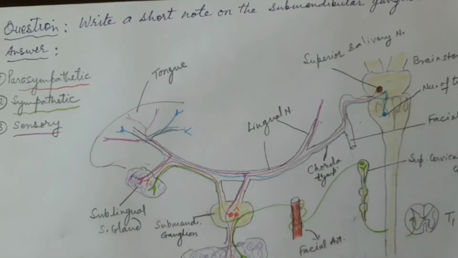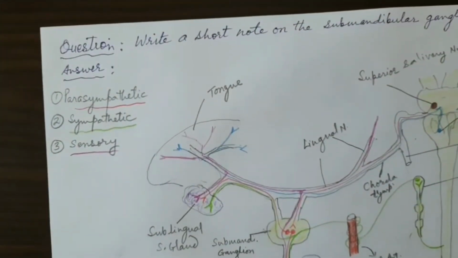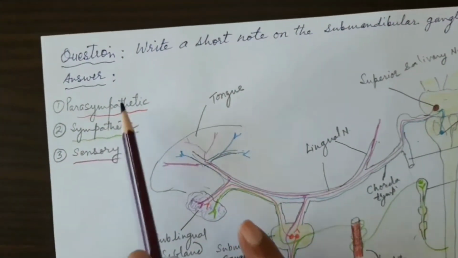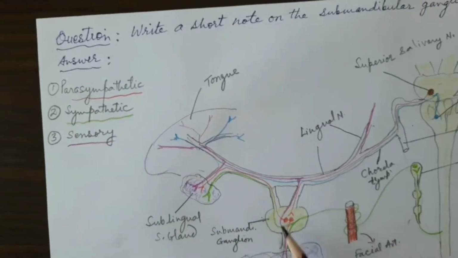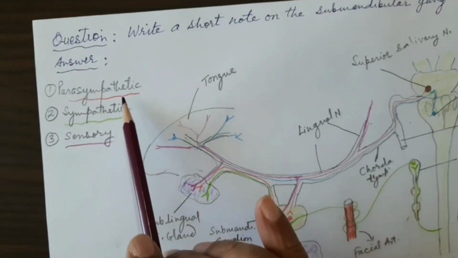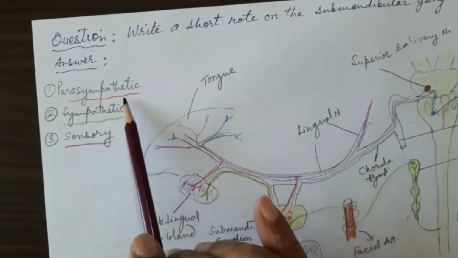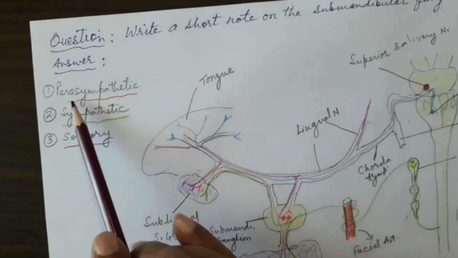Okay, so you have understood this. Let us go now to the roots. One of the roots I have just told you about, the sympathetic. You can see that there are three roots in this submandibular ganglion. Let us come to the parasympathetic root first, and this parasympathetic root is shown in the red color, this red line.